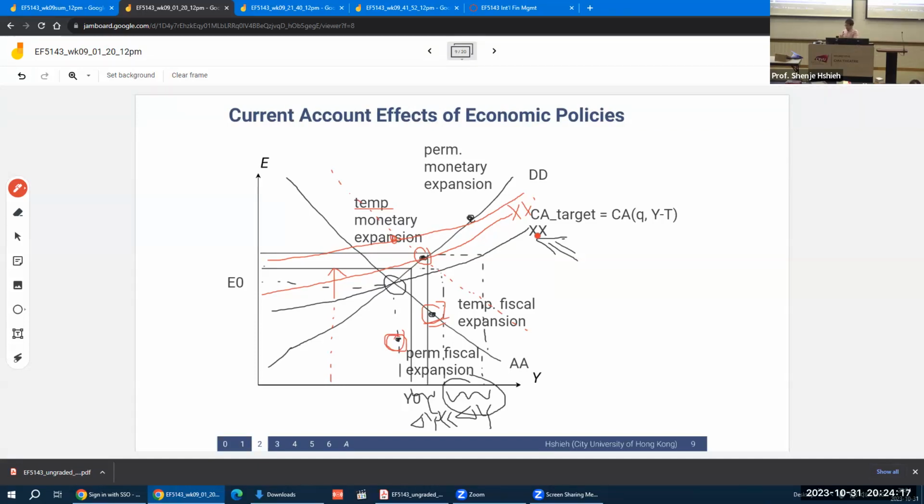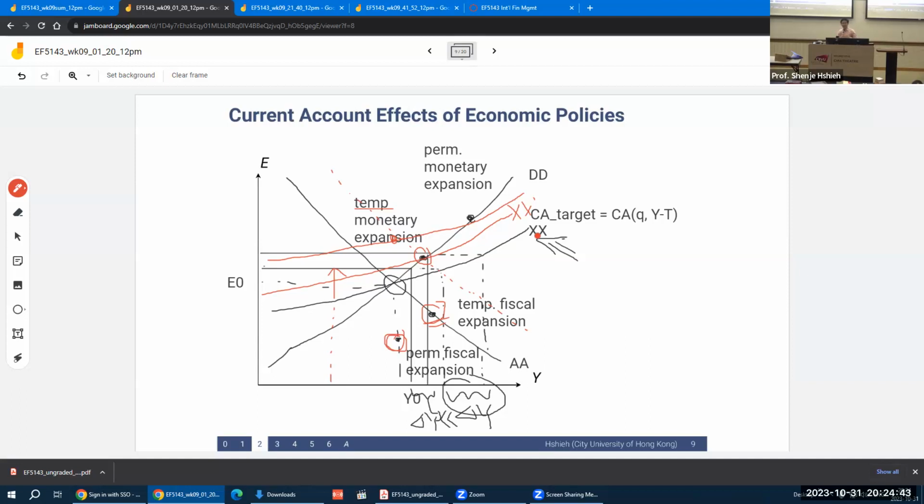Key point number two, the XX schedule can shift left and right and up and down just like the DD schedule. The XX curve is just a fixed constant value that can change. The example I'll give you is a change from $10 billion to $100 billion. Therefore the XX curve will shift left or up, or right or down for E and Y.